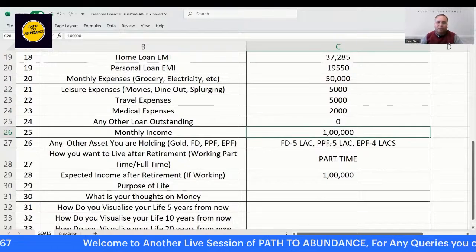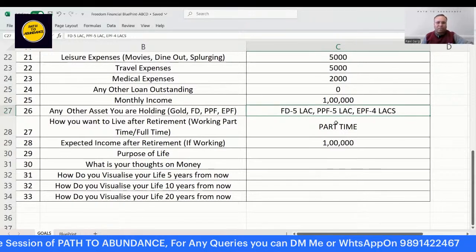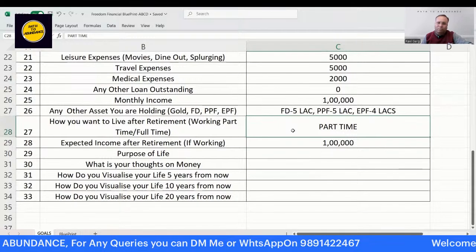Any other asset you are holding? FD 5 lakh, PPF 5 lakh, EPF 4 lakh. That is the thing. How do you want to live after retirement?